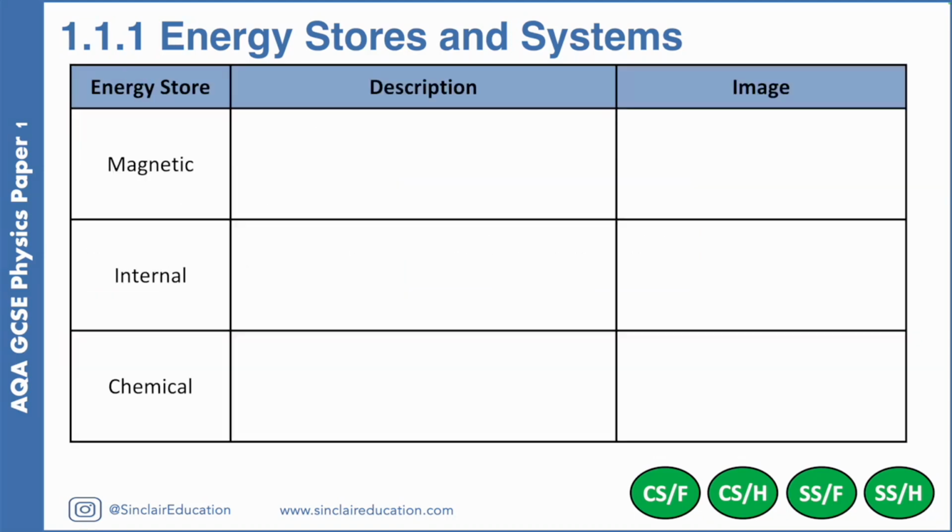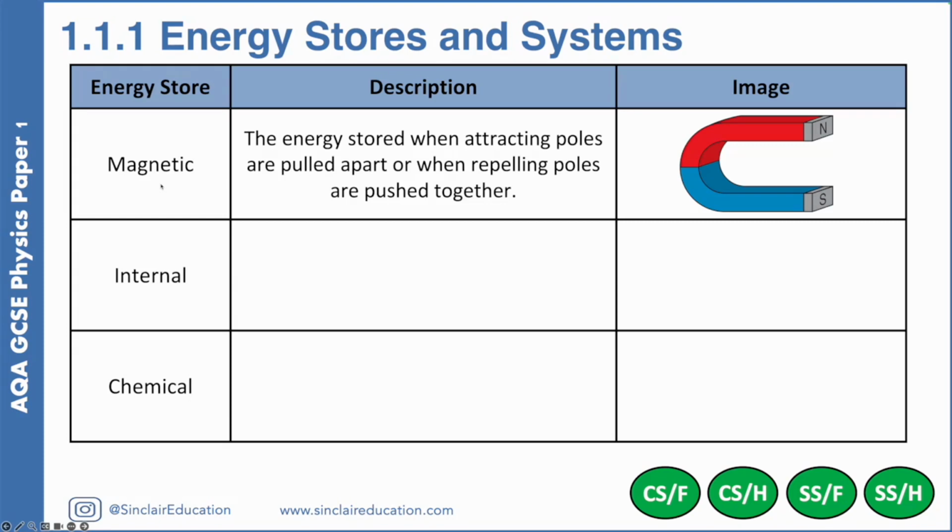Now, there are different energy stores, and some of them, in all honesty, feature more in paper 2 than they do in paper 1. So we have a magnetic energy store, and this is not going to get touched on in paper 1. This is the energy that's stored when we've got attracting poles or repelling poles interacting. Attracting poles will be pulled together, while repelling poles are going to be pushed apart. So there's a good little typo in there.